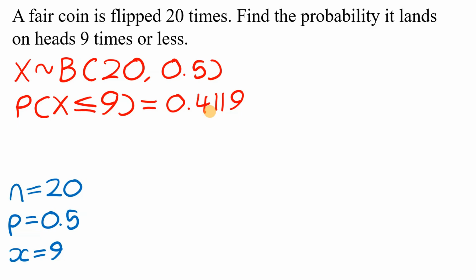Now, I have to be completely honest, I never use this table. I just thought I'd mention it because it is talked about in the spec, and you do have access to this table in the formula booklet. I never use the table, firstly because I think it's more complicated, and secondly because you can only do it for certain values of n, p, and x, whereas with the calculator, you can use any value of n, p, and x. So to be honest, just use the calculator. You don't need to worry about the table.